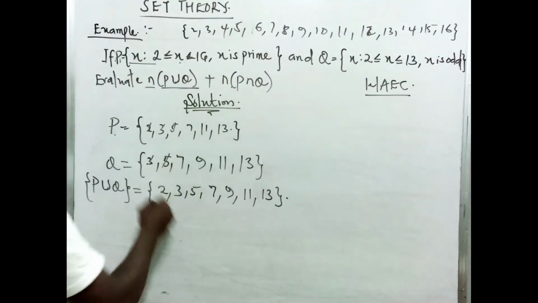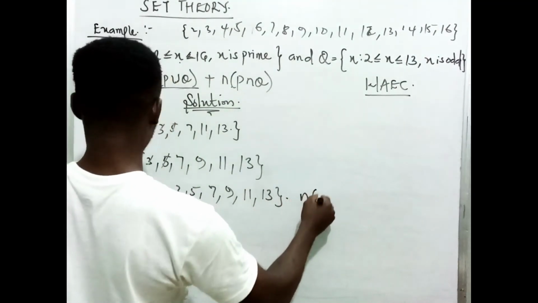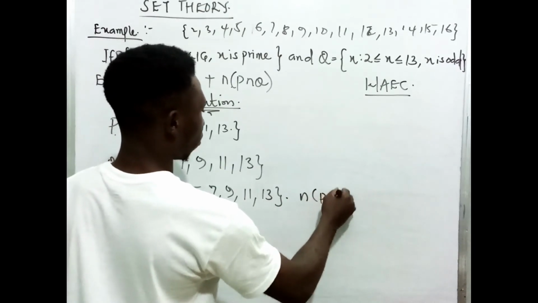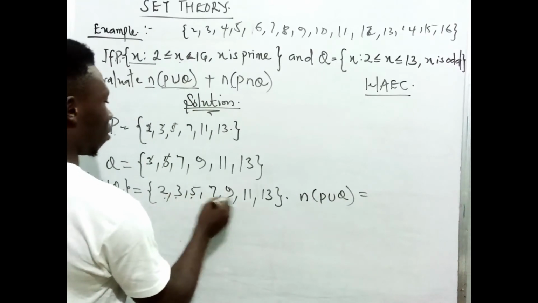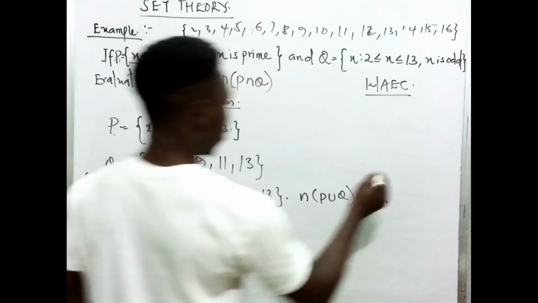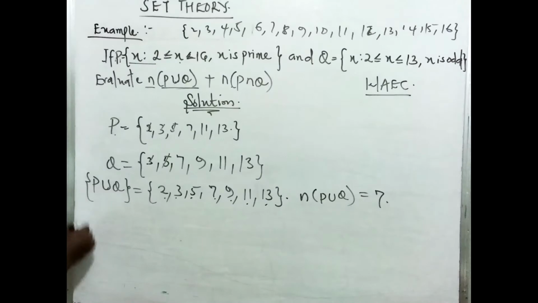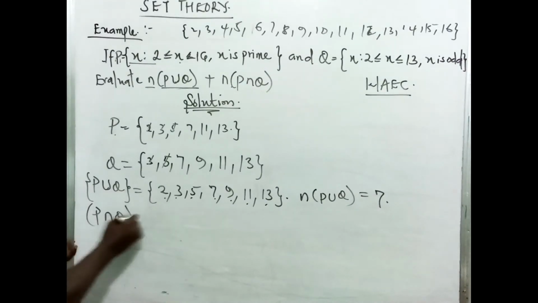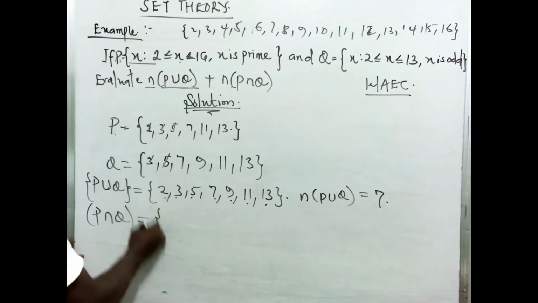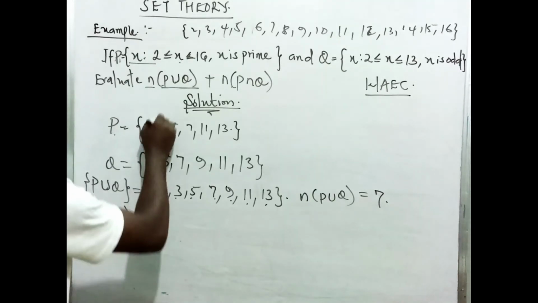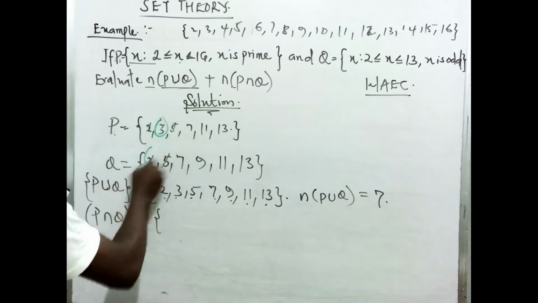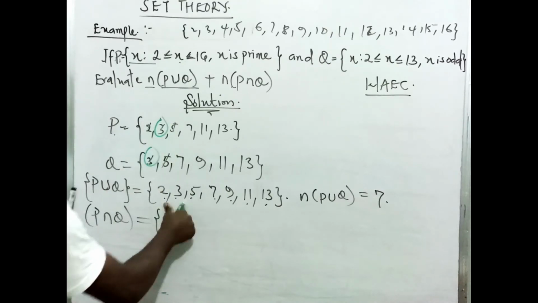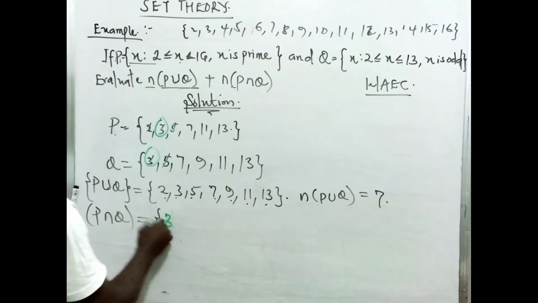Now what is the cardinality? Cardinality is the number of elements in P union Q. The number of elements in P union Q is 1, 2, 3, 4, 5, 6, 7. Okay. Now what is next? P intersection Q means what P and Q have in common. Let's note them. They have 3 in common.